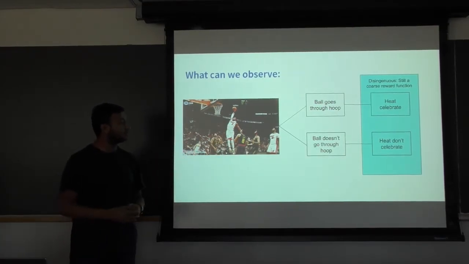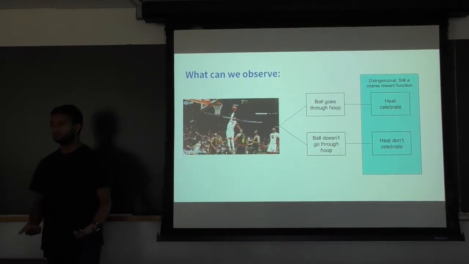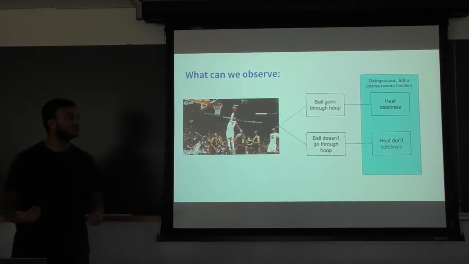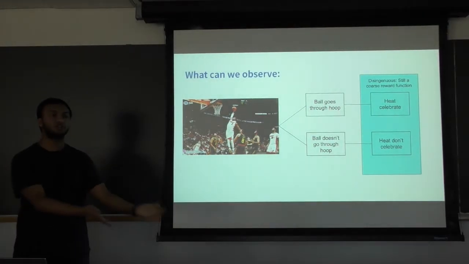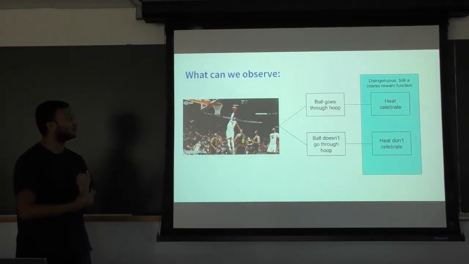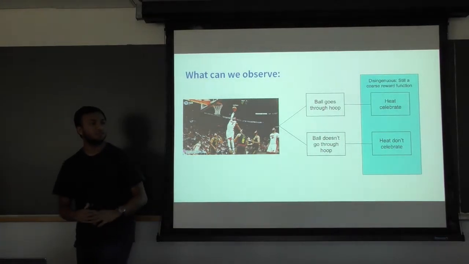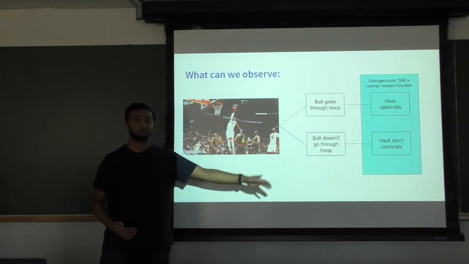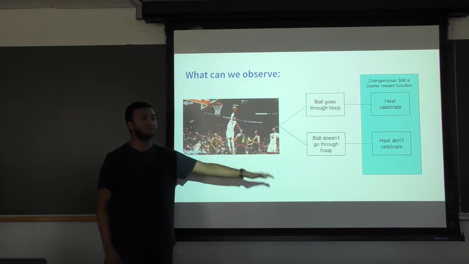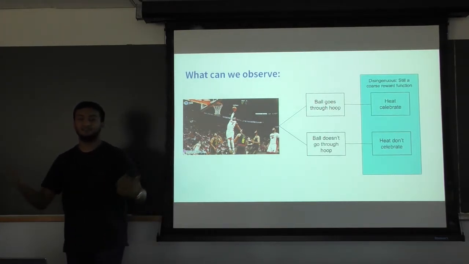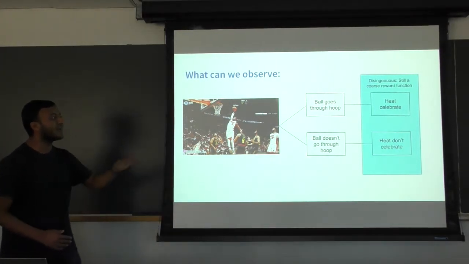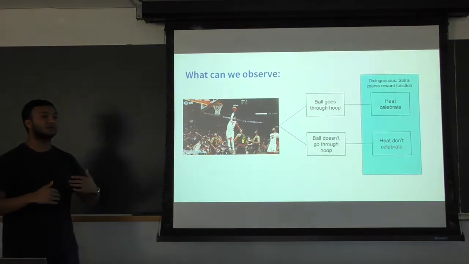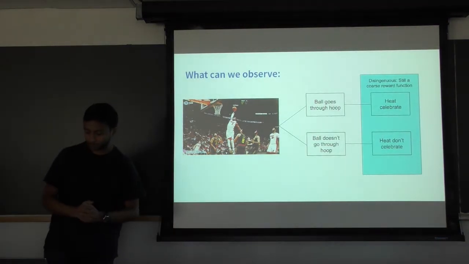Or the ball not going through the hoop and the Heat not celebrating. Okay, and that's a fairly intuitive thing you can see in how someone watching a basketball game without the score might figure that out. The problem is checking which team is celebrating is still some sort of a coarse reward function. Sure, it isn't telling you how many points the team got, but it's telling you, hey, this team's happy versus sad, right? So we can't actually use that, but it'll motivate where the expert comes in.